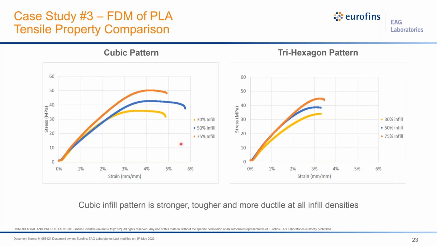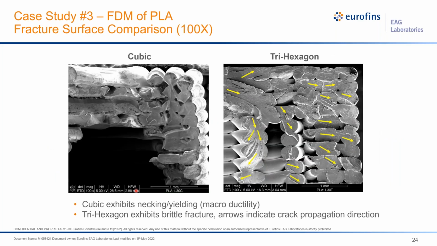So cubic is the better pattern, and we wanted to understand why that was on a microscopic level. And so we did some SEM imaging of the fracture surfaces. And so what you see here is with the cubic pattern, you have a lot of necking and yielding. You have macroductility. In the trihex, we have a different kind of fracture. We have a brittle fracture, and you can see these lines in yellow indicate the direction of crack propagation. And this is at about 100x magnification.